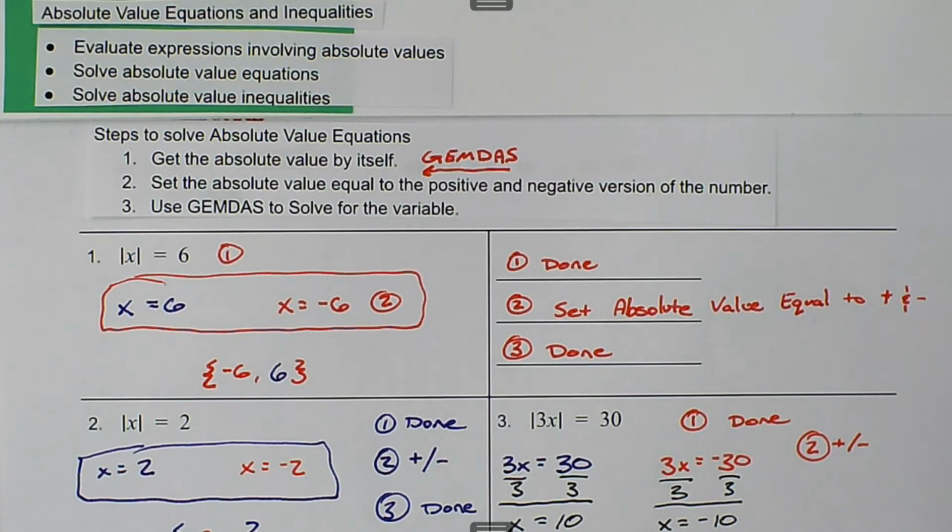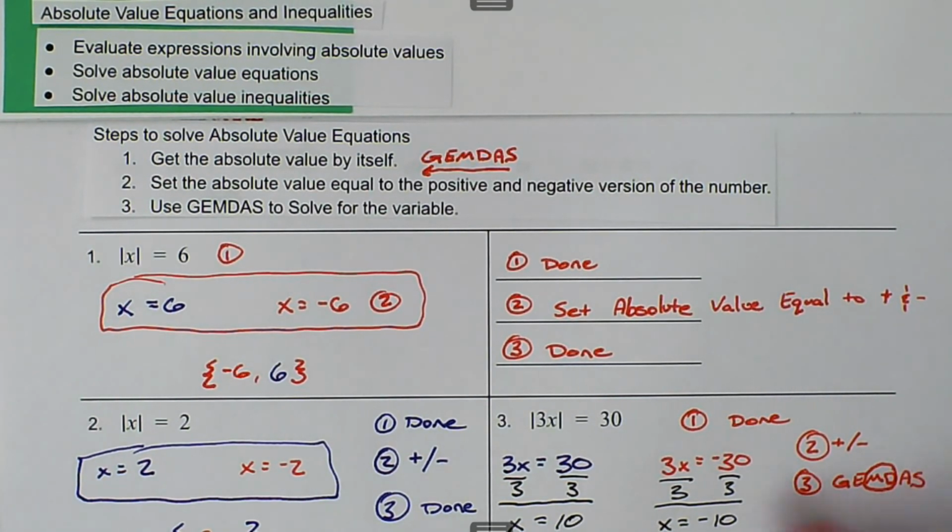So our solution set for this one, what we did here for step 3 was we used GEMDES. And we used division and multiplication for inverse operation. That was the one thing that we used there. And then we got our answer. And the answer for this one's going to be the set that includes negative 10 and 10.